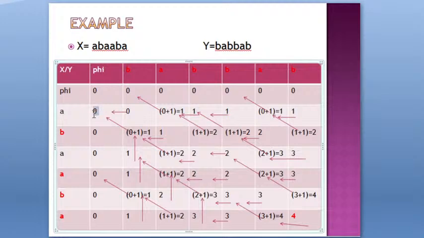Once I reach B, that means this place. After that I don't have anything to write, so from here I don't have any directions to follow. So I will stop the execution. Now what is the longest common subsequence then?